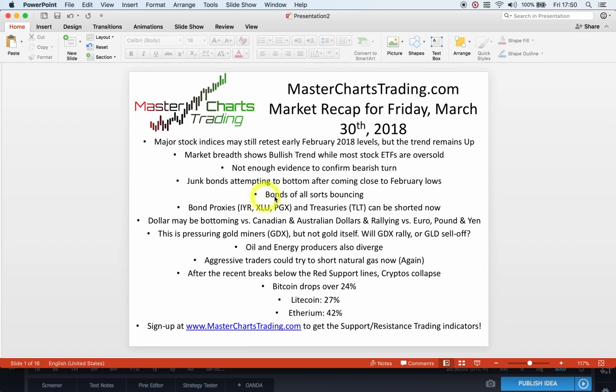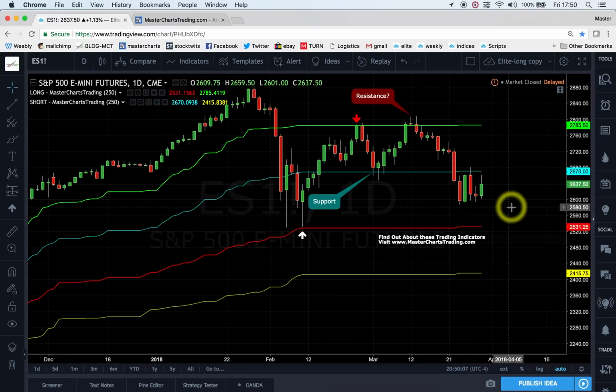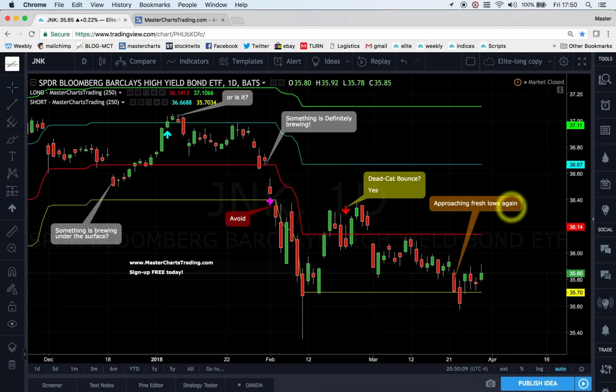Okay, let's continue to various bonds, investment grade bonds. So I just showed junk bonds. Junk bonds I think are in a bear market. I would avoid them and/or short them.